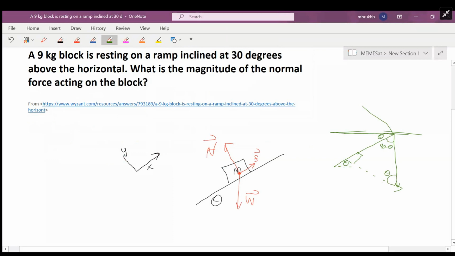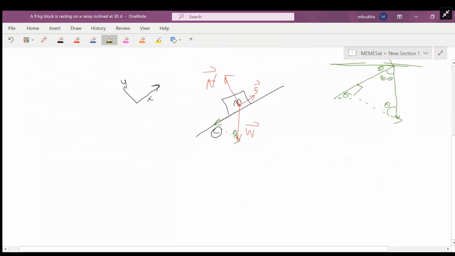So back to our original FBD, if I were to decompose the force, which I'll do in green, along this axis and along this axis, then I know that over here is angle theta, which I just proved over here. All right, so now we jump into it with Newton's laws.